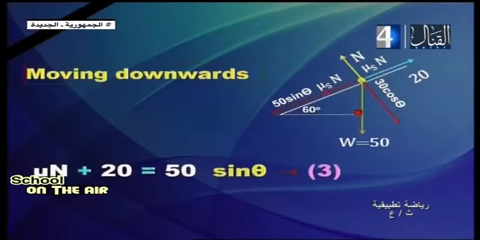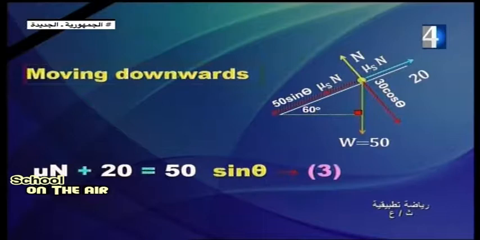When the body moves up, the static friction force μsN is down, but in the opposite figure, moving down, μsN is up. Why? Because the static friction force acts at most opposite to the motion. Motion of the body down, μsN up. Motion of the body up, μsN down. By using moving downwards, we know that μsN plus 20 equals 50 sine theta.